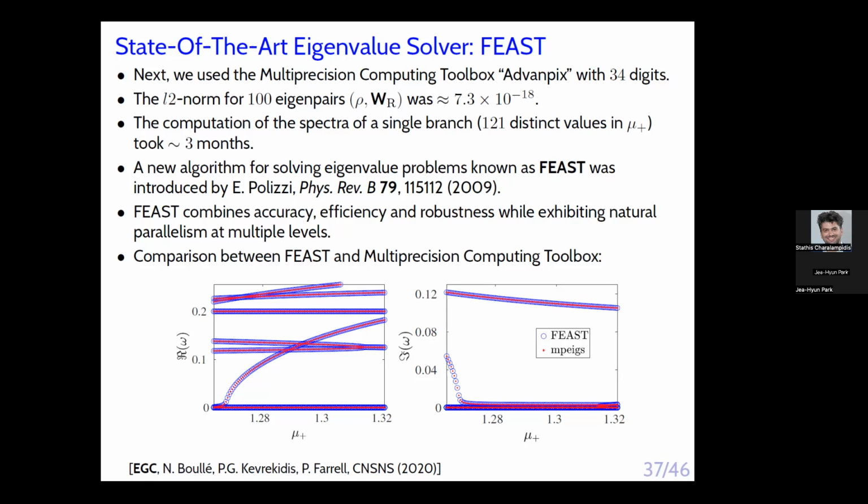Here is the comparison between this eigenvalue solver and this extended precision one in Mapling. 40 minutes versus 3 months. I think it's definitely better. So that was quite an advancement, at least to me.